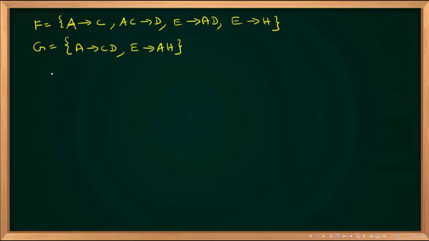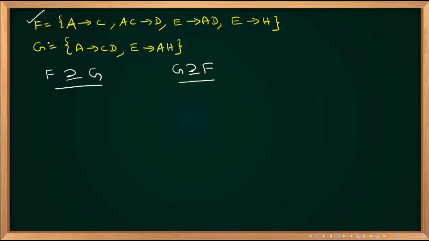Now, first we have to check whether F is a superset of G, that means F covers G or not. After that, we'll check whether G covers F or not. F is a superset of G means F is covering G. G is a superset of F means G is covering F. F is what we have in hand. With the help of this F, you have to cover the entire functional dependencies of G.